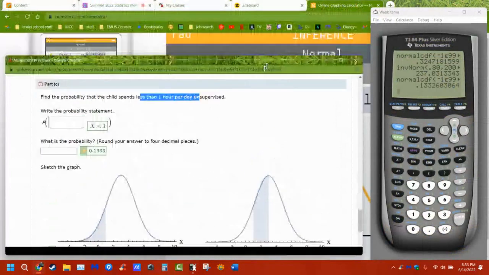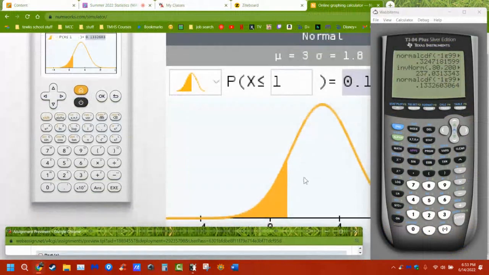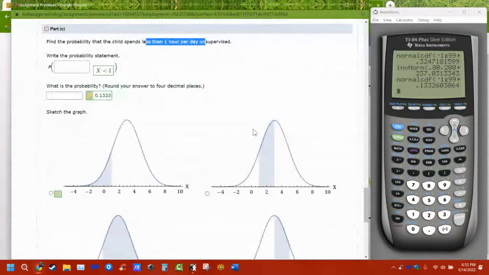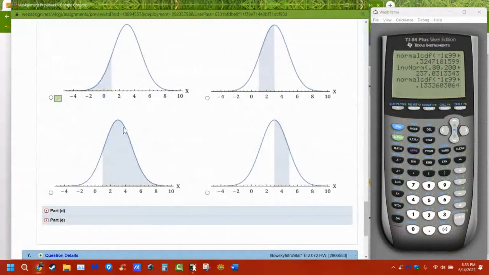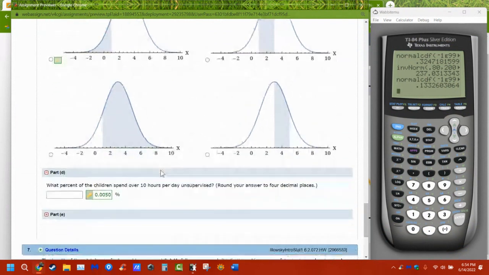The graph, well, I can see what the graph looks like right here. Here's one, here's my mean, and I can see that's what the graph should look like. Yeah, that matches. This obviously doesn't, because these are between values, so those make no sense. This is greater than, so that doesn't make any sense. Like I said, they're really bad at graphs.